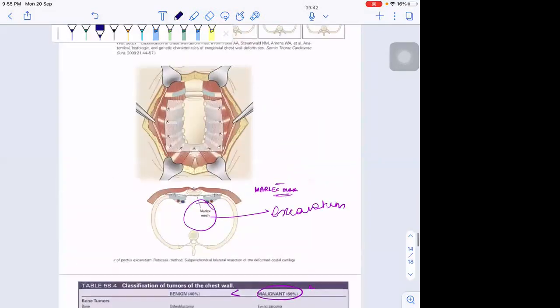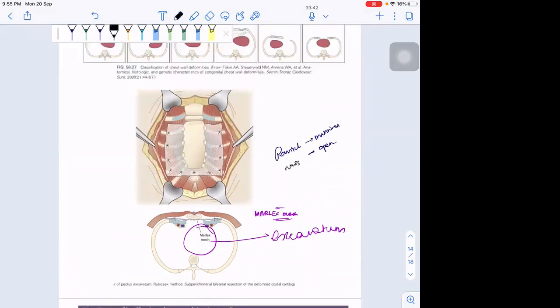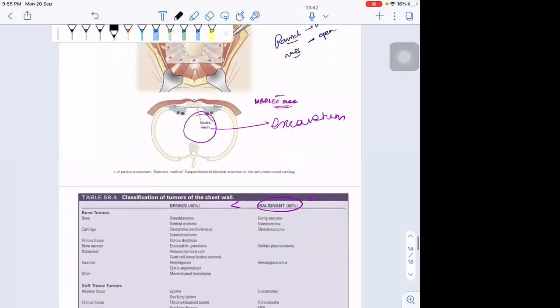Procedure related to the hernia repair. One is Ravich, another one is Nuss. Ravich is the laparoscopic, minimally invasive procedure. Nuss is your open procedure. So Nuss is your open procedure, and the Ravich is your minimally invasive procedure, and one more mesh they are keeping.